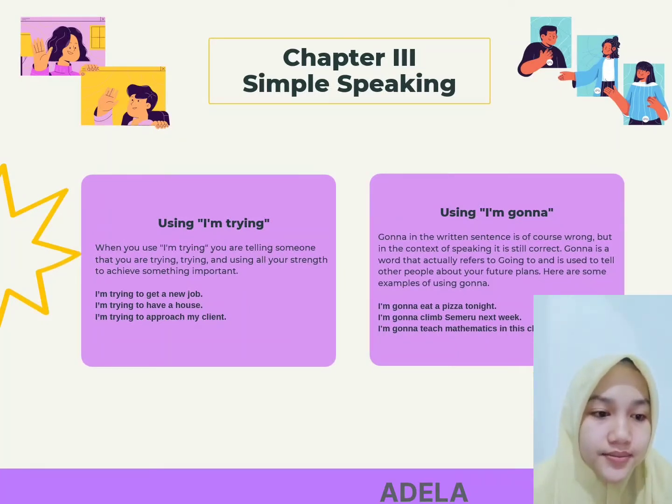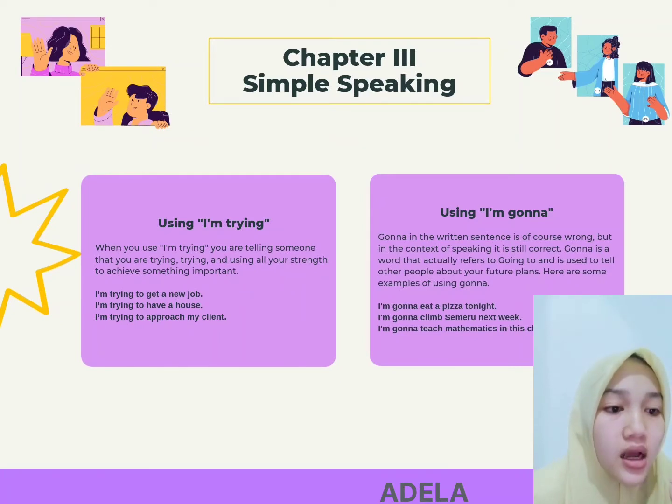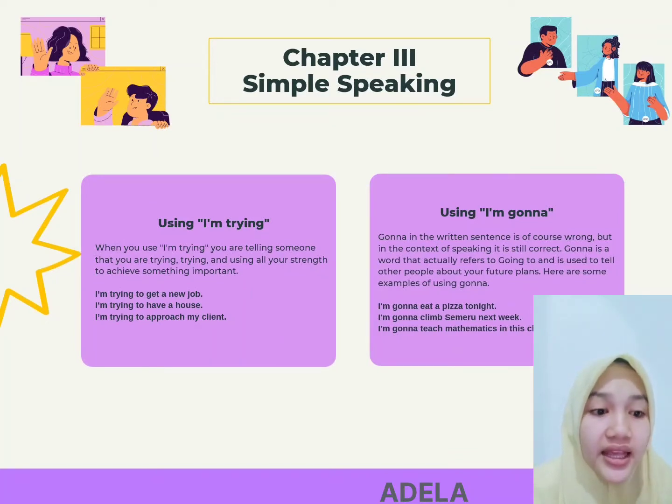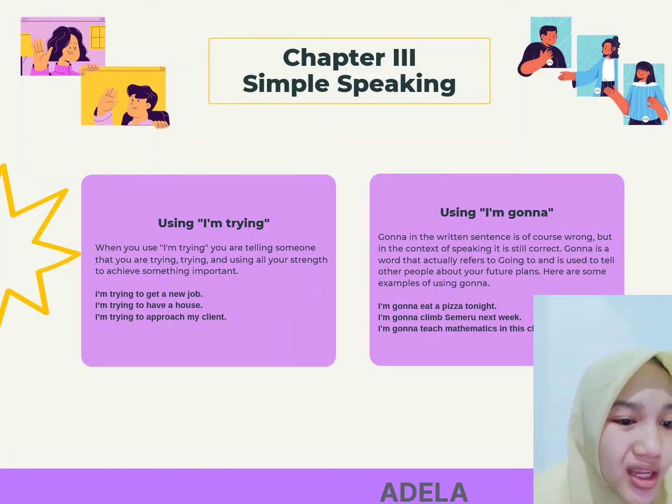Using I'm gonna. Gonna in the written sentence is of course wrong, but in the context of speaking, it is still correct. Gonna is a word that actually refers to going to and is used to tell other people about your future plans. Here are some examples of using gonna. The examples are: I'm gonna eat a pizza tonight, I'm gonna climb the Semeru next week, I'm gonna teach mathematics in this class next year.